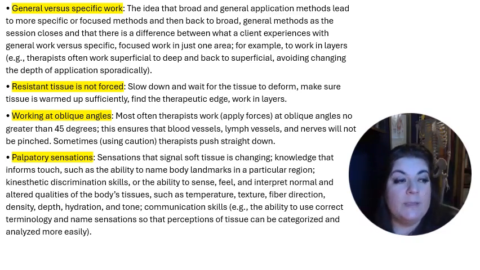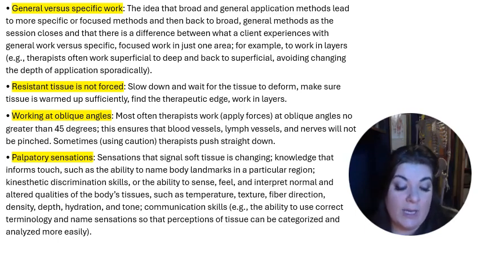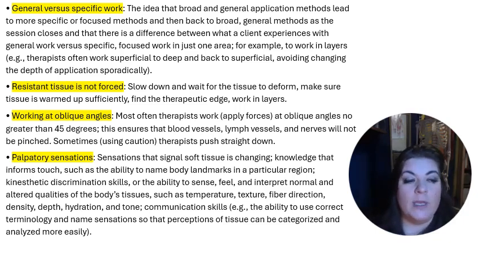One important thing to make sure of is that resistant tissue is not forced. We are not going to just jam our finger down or go straight into deep compression. We're going to slow down and wait for the tissue to deform. A lot of therapists call this the melting. We're going to make sure that the muscle or tissue melts beneath our hand by making sure it's warmed up sufficiently, by finding that therapeutic edge and then working in layers.